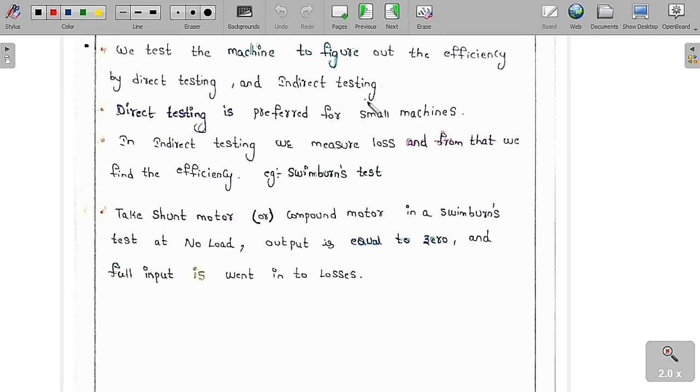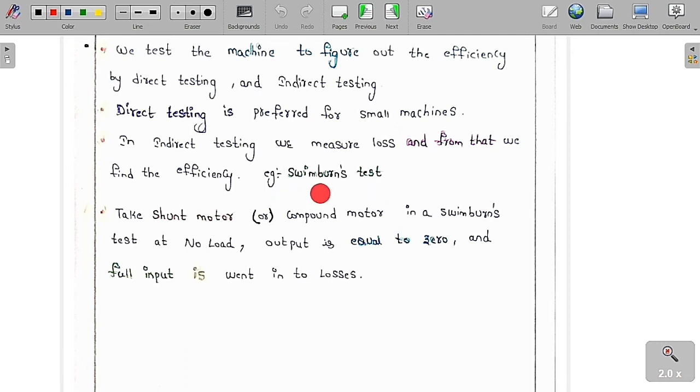Direct testing is preferred for small machines, because for small machines we can connect the load directly and then figure out the efficiency. Whereas in indirect testing, we measure loss and from that we can find the efficiency. Example is the Swinburne test. I already told you. Indirect testing is needed because for very large machines we cannot connect the rated loads, as the loads are very high. We can't connect that load practically to that machine. So by this indirect test we find the losses. The losses are the same irrespective of the load.